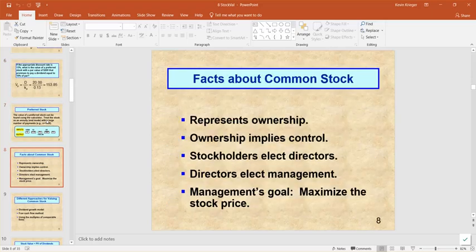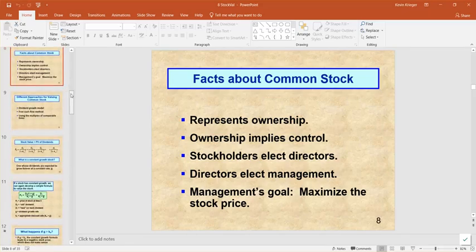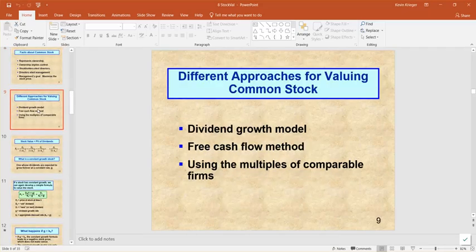Now, common stock, we've talked about a lot of this before. Common stock represents ownership, which implies control, and you want to maximize the share price, and you have the right to vote for your board of directors, who hires the CEO, and all this good stuff. But we've discussed all that detail of the structure of common stock ownership before. As I say, the real goal here is to talk about some valuation techniques for common stock.